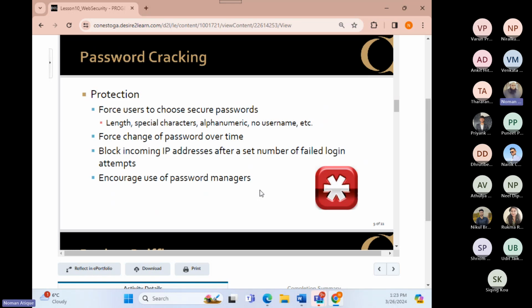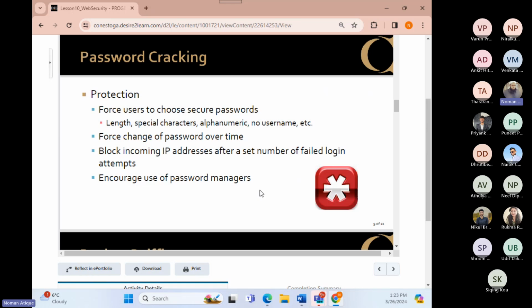And securing that, one technique, as I told you, is that they will not allow a password that you have previously used, right? And force change of password over time. People are really reluctant to change their passwords, and that really is an issue, because if you don't keep changing the password, and it gets compromised, it would be a problem for you.